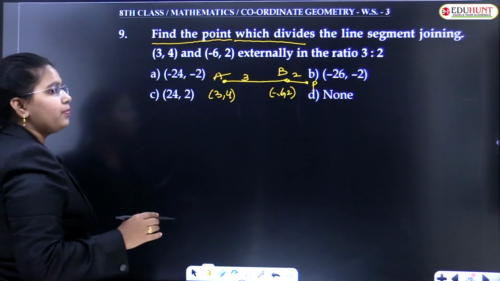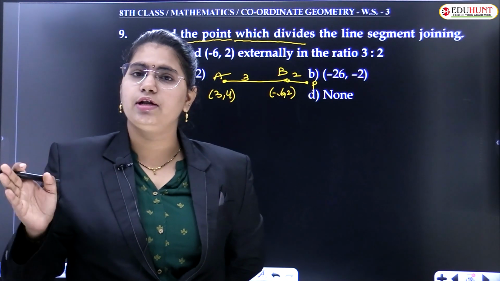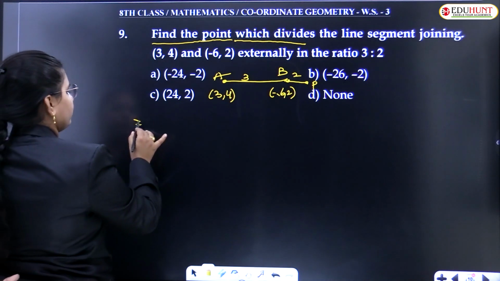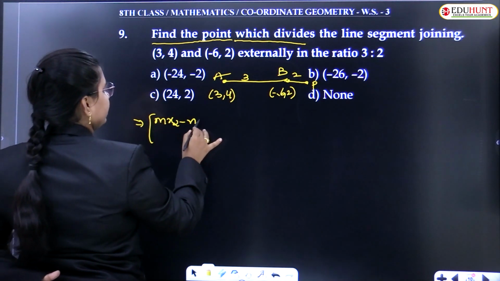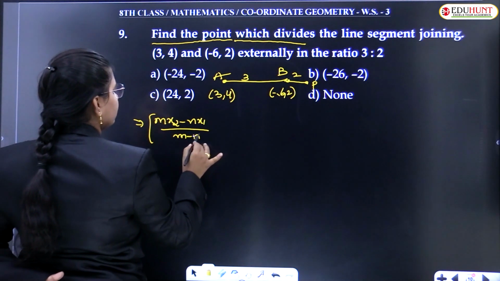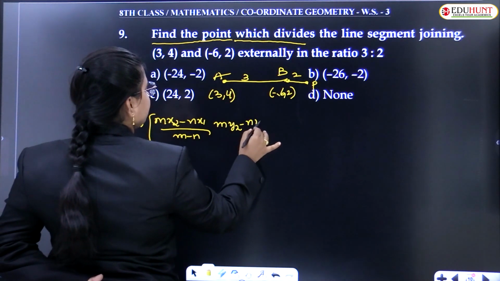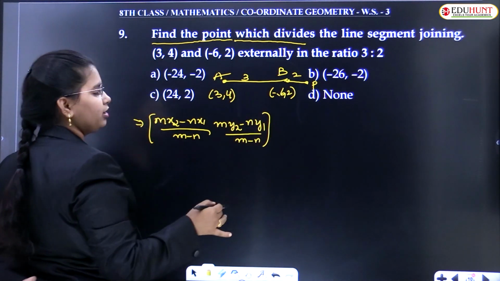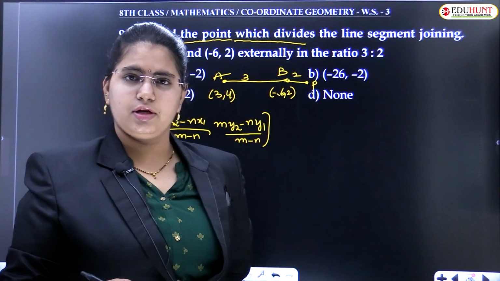If a particular point P divides any line segment AB externally, then we have a formula. Just write down the formula. What is the formula? (Mx2 minus Nx1) by (M minus N). Similarly, we also have (My2 minus Ny1) by (M minus N). Correct? This is the external division formula.